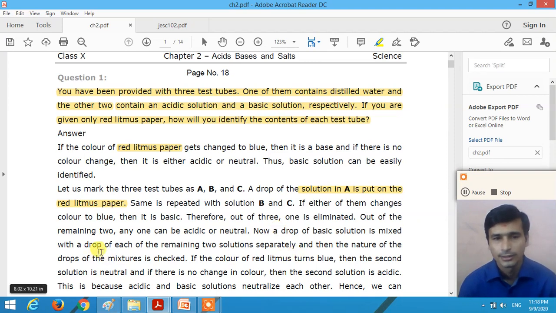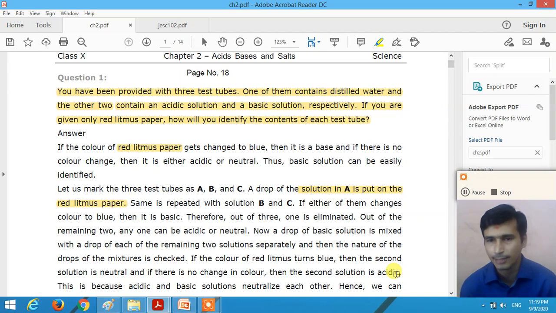the color, and then the nature of the drop in the mixture is checked. So if the color of the red litmus paper turns blue, then the second solution is neutral, and if there is no change in the color, the second solution is acidic, right?